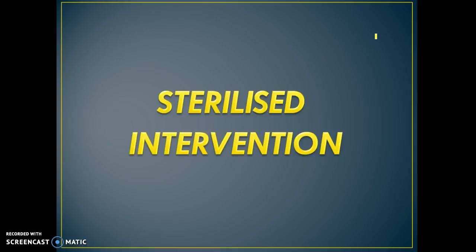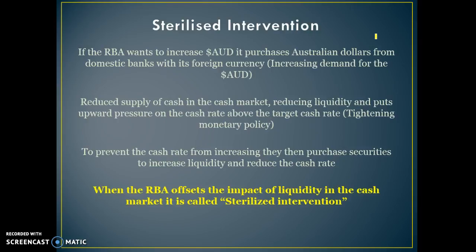Basically, now we're going to look at sterilised intervention, which is another step from the dirty float. So, for example, if the RBA wants to increase the value of the Australian dollar, it purchases Australian dollars, and it generally will purchase these Australian dollars from Australian banks with its stock of foreign currency. So they will demand Australian dollars from these banks, and what actually happens then is the banks now have less stock of Australian dollars and more foreign currency, and in essence their liquidity has fallen. So the banks now are less liquid because they have less Australian dollars, and what will end up happening is they've got less money to lend to Australians, and that can cause the cash rate to increase.